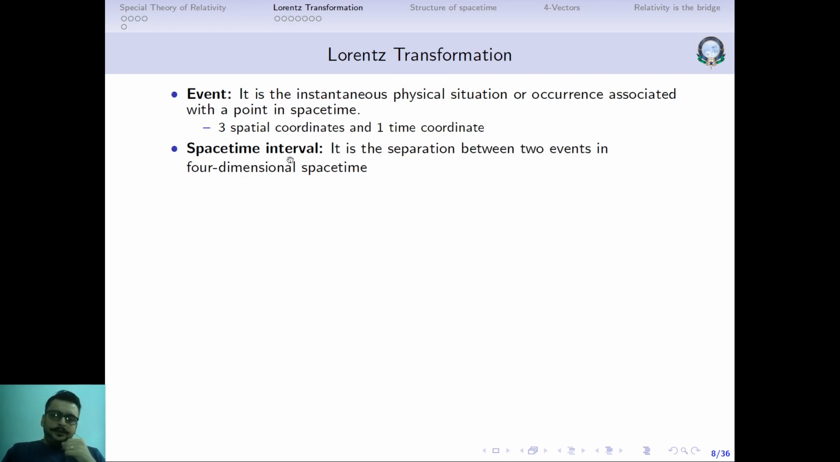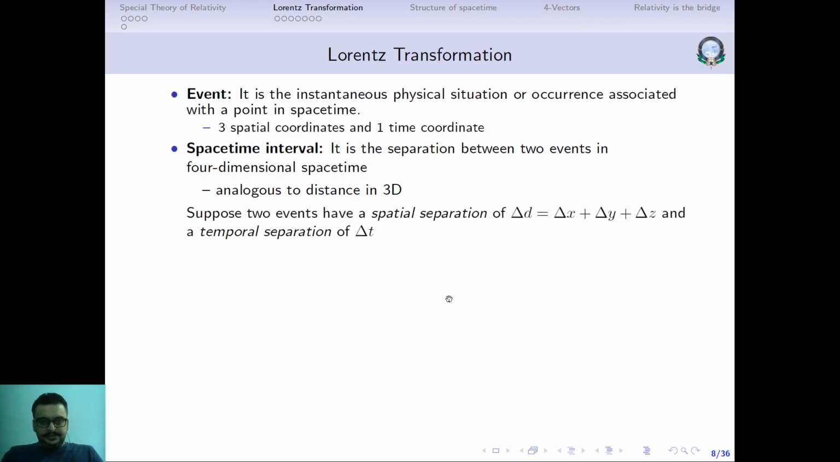Then when we talk about events, we also talk about what is known as a space-time interval. The space-time interval is basically the separation of 2 events in 4-dimensional space. What is the separation between one event and another event? That is known as a space-time interval. So this is analogous to distance or displacement in 3 dimensions. I have one point, another point, and the displacement between them. So the space-time interval is analogous to that.